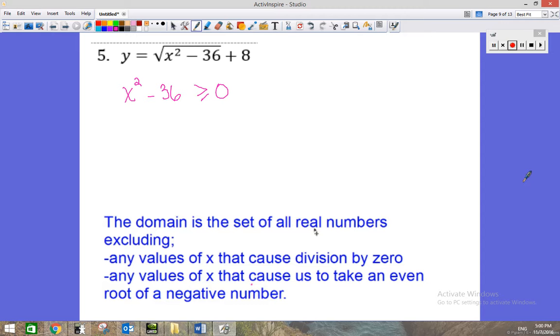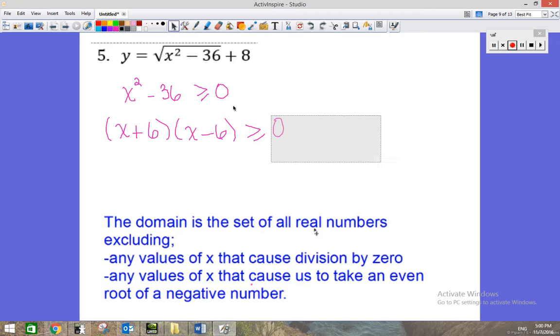Because when we have these quadratics, we always want the 0 on one side, and on the left-hand side, we always want to write it in factored form. So you would not add 36 and try to take the square root of both sides, because with inequalities, you really can't do that. You're not going to get the right answer doing that. So x squared minus 36 factors to x plus 6 times x minus 6, and that is greater than or equal to 0.